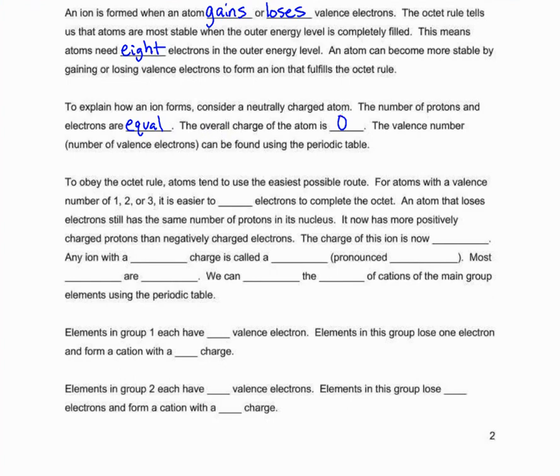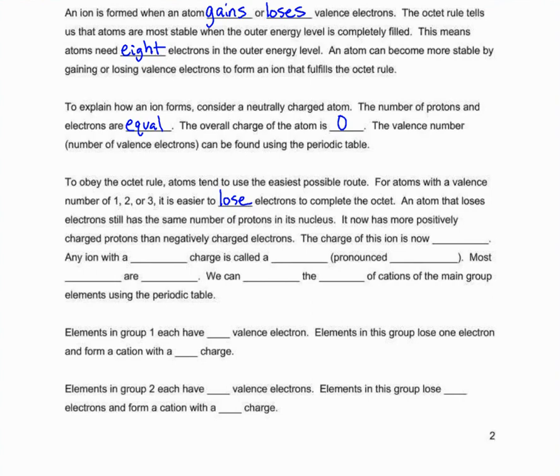The valence number, or the number of valence electrons for an atom, can be found using the periodic table. So, to obey the octet rule, atoms tend to use the easiest possible route, which means atoms with a valence number of 1, 2, or 3, meaning 1, 2, or 3 valence electrons, it's easier to lose a few electrons to complete the octet rule. It's easier to get rid of one single electron than it is to pick up 7. It's easier to get rid of 3 than it is to pick up 5.